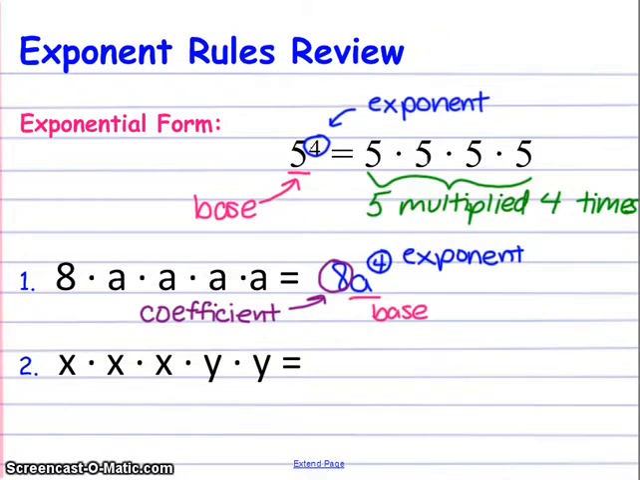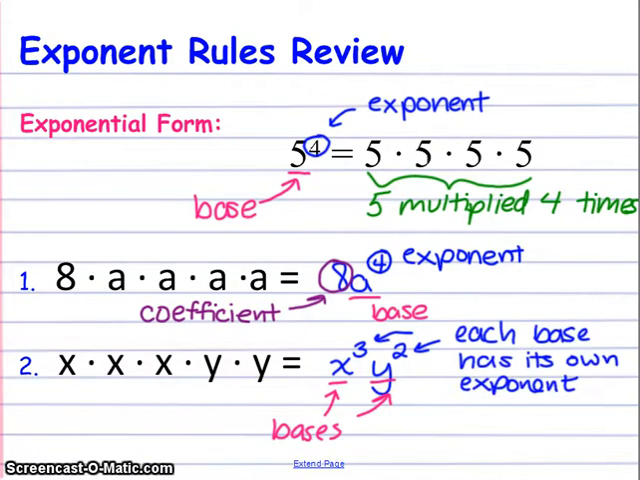In the second example, we have x times x times x times y times y. So in this case, you have x multiplied by itself 3 times and y multiplied by itself 2 times. It's okay, and something that happens a lot, to have 2 different bases. So x and y are both bases, and each base has its own exponent.